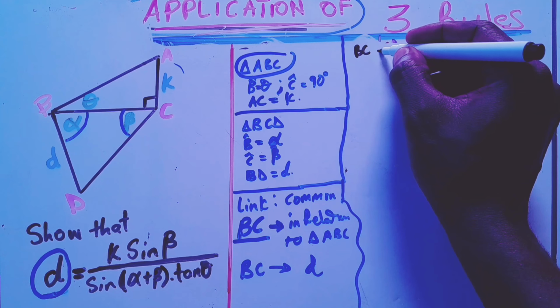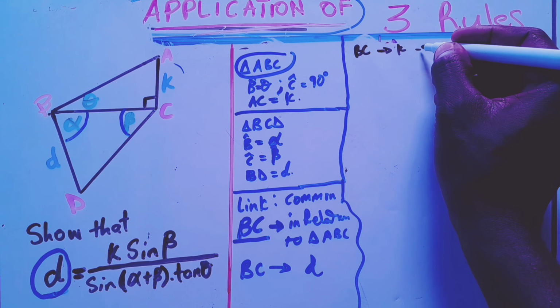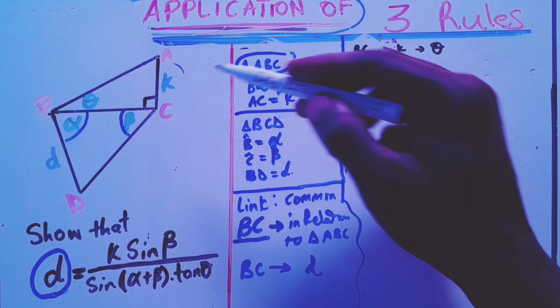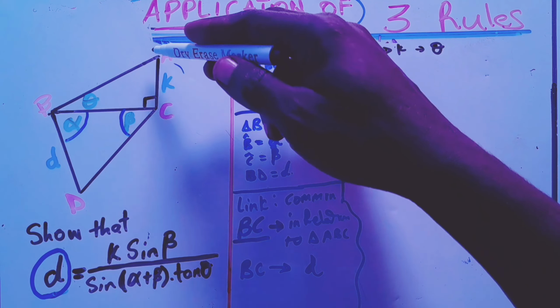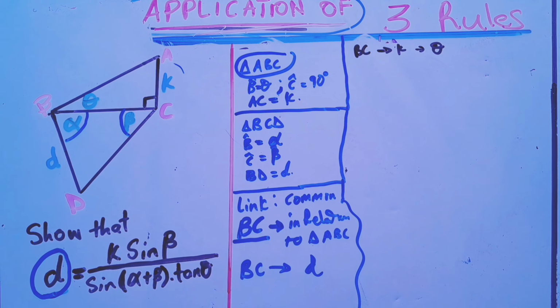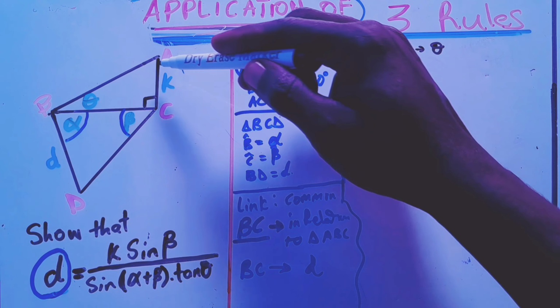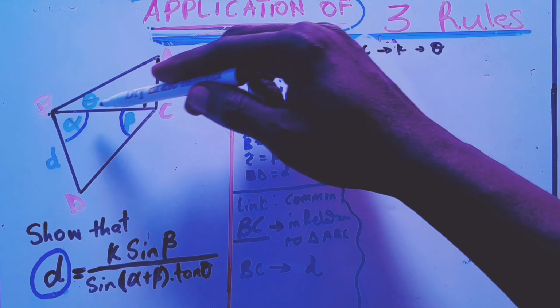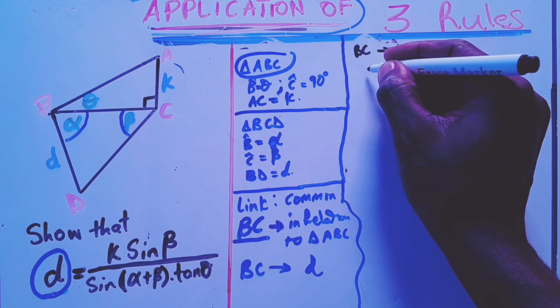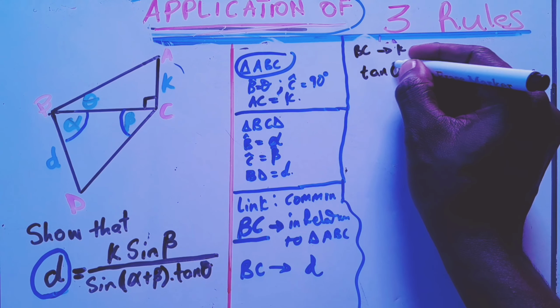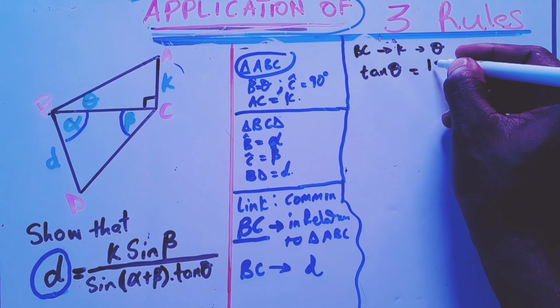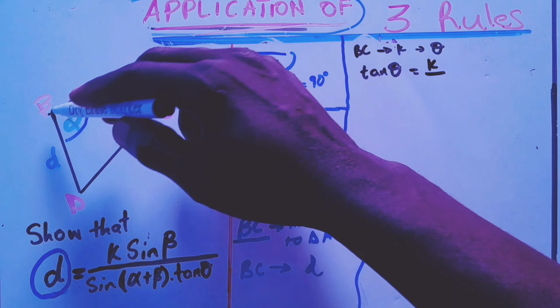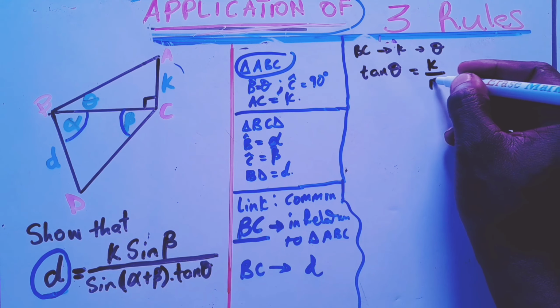We want BC, and we want K, and we want what? Theta, right? But this is a right angled triangle. Can you see that? So it means that in this right angled triangle, we can use the normal ratios that we know, right? So the ratios that should be having opposite and adjacent and theta, right? So this should be tan of theta is equals to the opposite, which is AC. Can you see that? So it's tan theta is equals to K over our adjacent, which is BC.